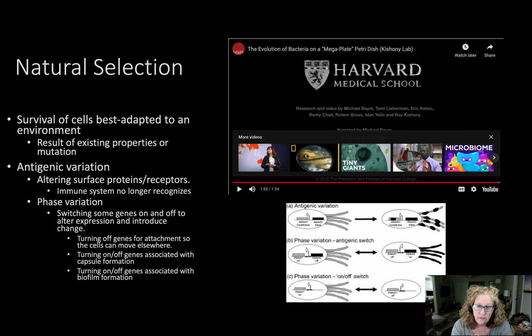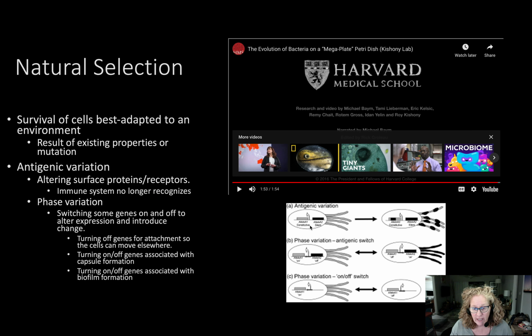Another form of antigenic variation is phase variation. So instead of just altering a surface protein or receptor so the immune system can't recognize it, here in phase variation, genes get turned on and off at different levels. So a few examples of this we have here on the right.